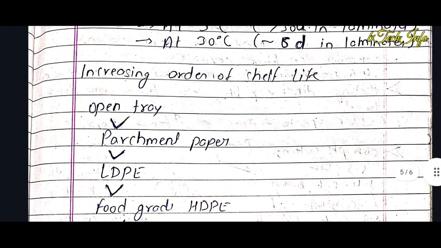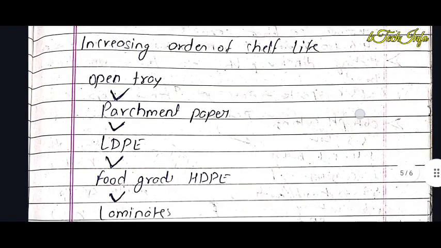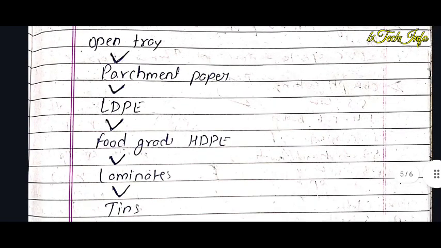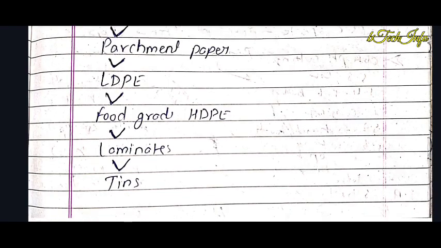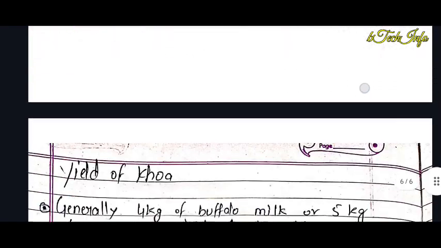If we leave the Khoa in an open tray, the shelf life will be very low. It is higher in parchment paper, then LDPE, then food grade LDPE, HDPE, then laminates, then tins.